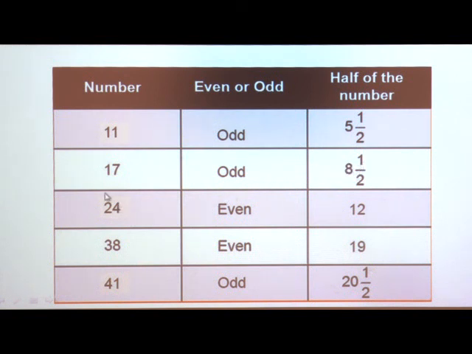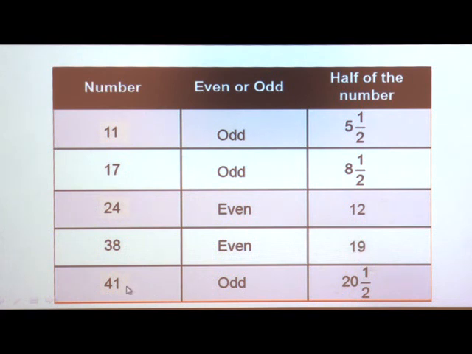Now we have 24. This is an even number. So we will write here even number. You know what is the half of an even number? Write the number, divide it by 2. So we will get 12. It's very easy to find for the even number, because all the even numbers are divisible by 2. 38 is again an even number. So we write here even number, and we will divide it by 2. So we get 19.